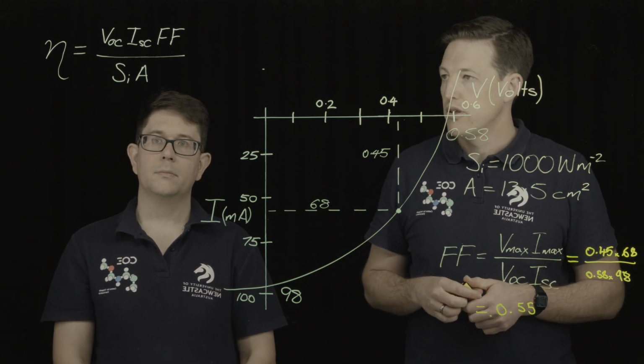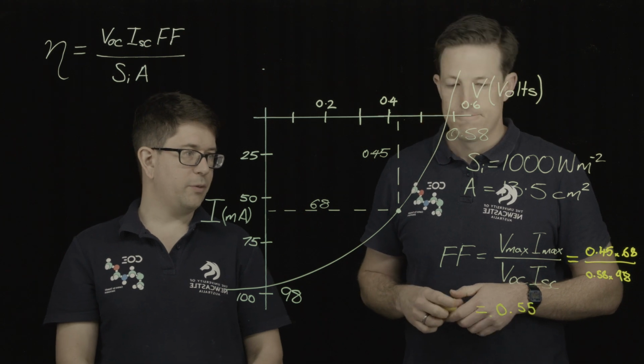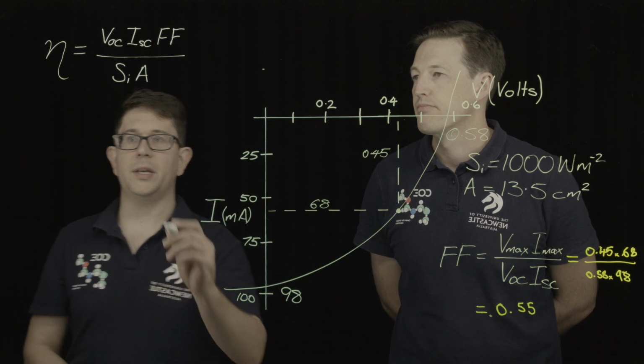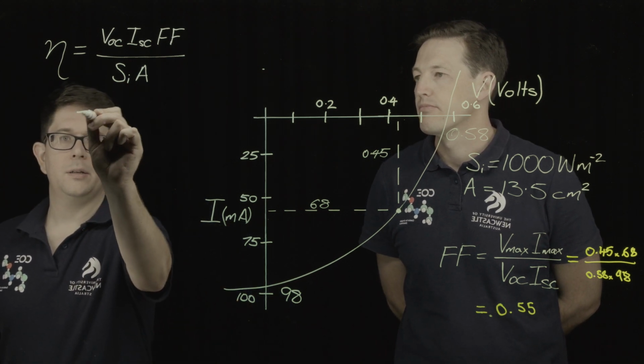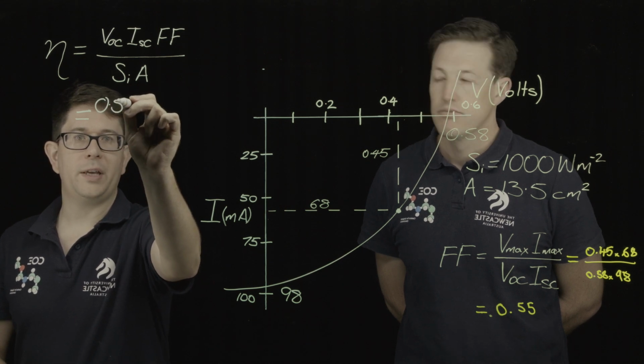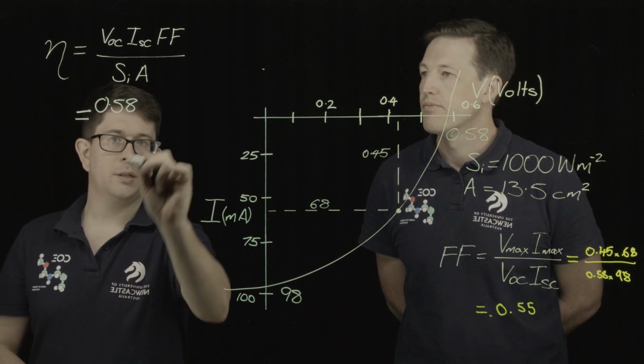Time to move on to the efficiency. It looks like we've got everything we need now to work out the efficiency. So let's go about doing that. What have we got here? We've got 0.58. That was our VOC.